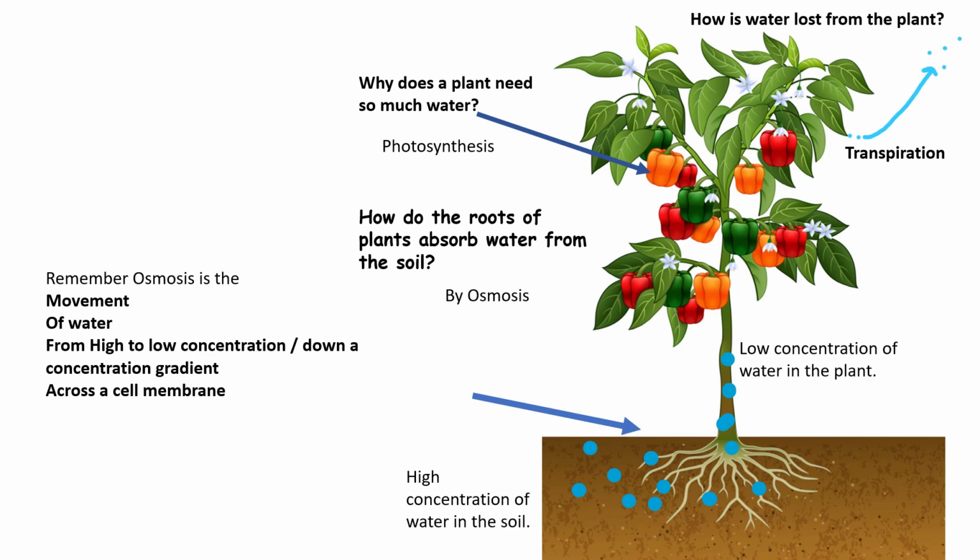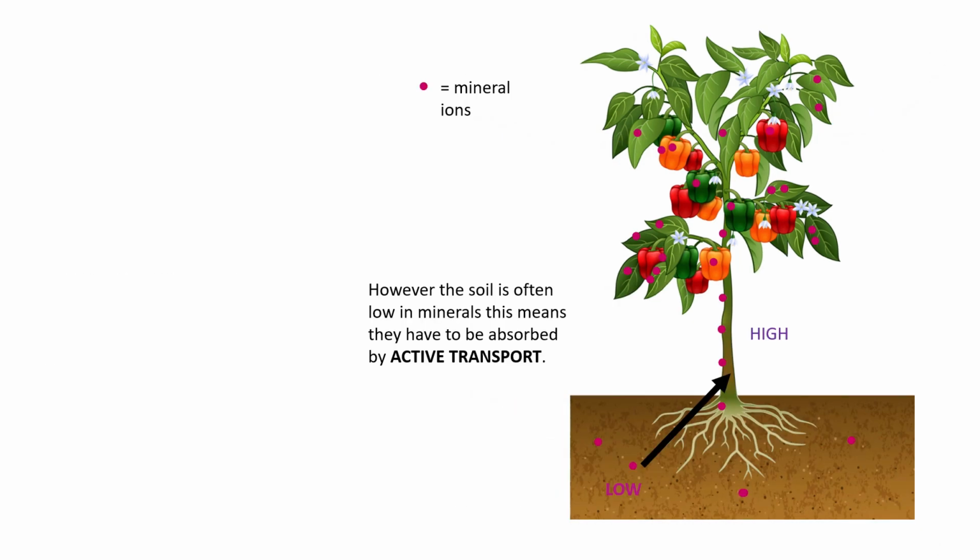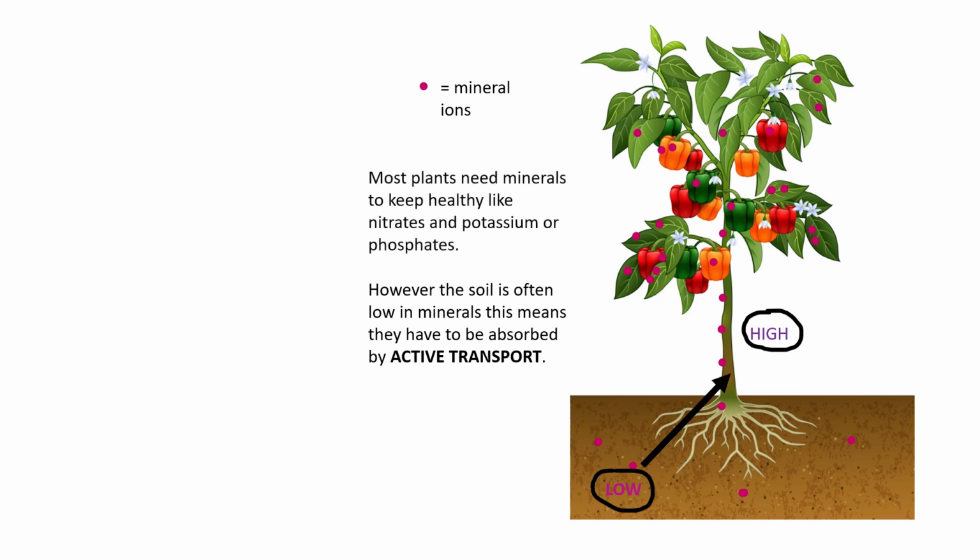Now let's move on and look at how plants get mineral ions. The difference with mineral ions is that the minerals are in a low concentration in the soil, but plants still need a lot of them inside their fruit, their leaves, and their roots. Plants need minerals to be healthy, so they have to move them in from a low concentration to a high concentration, and they do this by active transport.